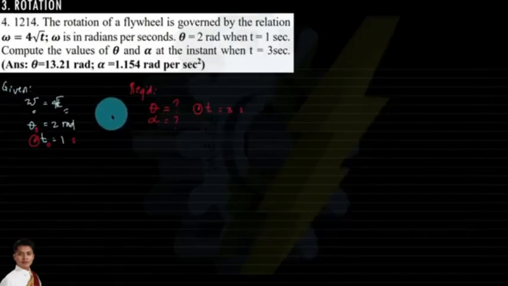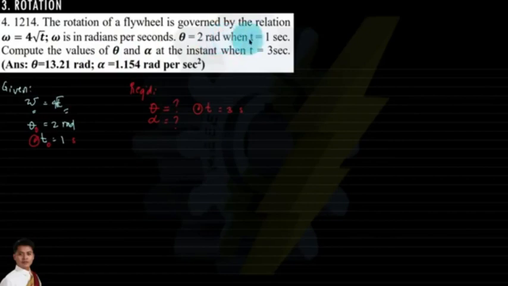So last problem for this topic. We have problem number 12.14. The rotation of a flywheel is governed by the relation omega is equal to 4 square root of t, where omega is in radians per second. Theta is equal to 2 radians when t is equal to 1 second. Compute the values of theta and alpha at the instant when t is equal to 3. So the required here are alpha and theta at t is equal to 3 seconds.